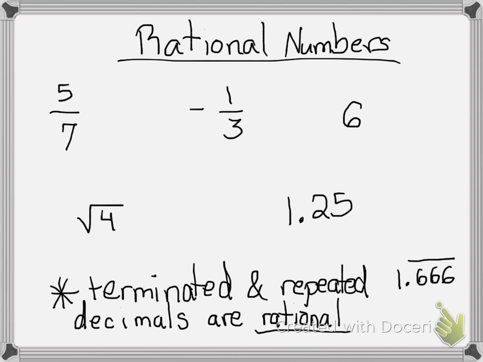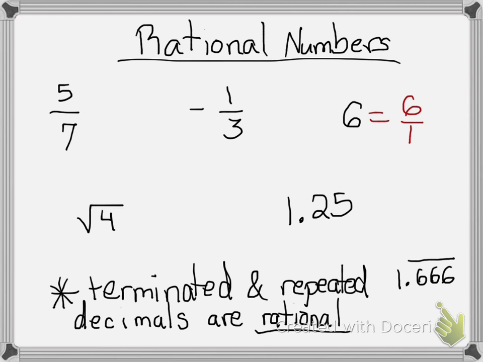These are examples of rational numbers. As you can see, 5/7 is a fraction, -1/3, that's a fraction. Now let's pause for a second. Number 6, it looks like it's not a fraction, but if you think about it, you can write 6 as 6/1. You can write 12 as 12/1. You can write 21 as 21/1. You can write 10 as 10/1, etc. Every whole number can be written as a fraction. You just put it over 1. So therefore, this is still considered a rational number.